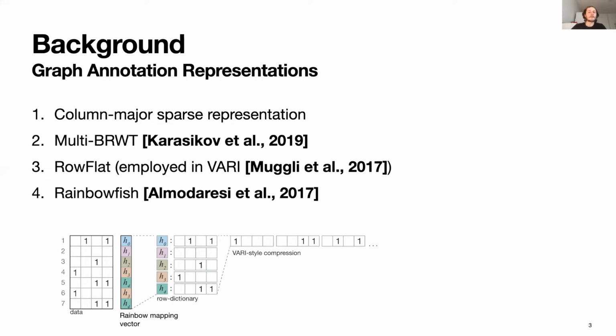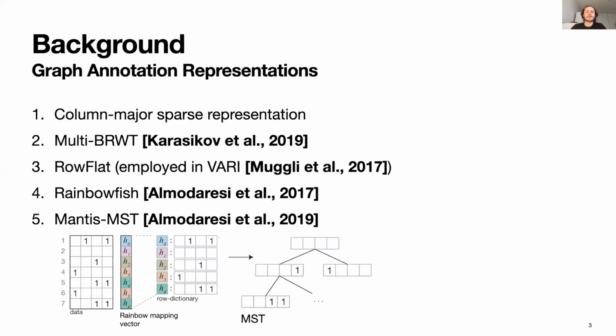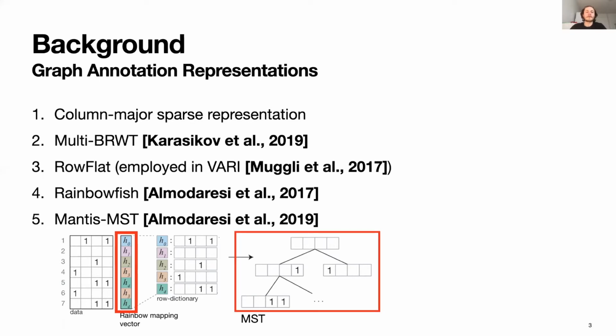On the other side, the rows of such matrices repeat very often, and RainbowFish takes advantage of that and builds a dictionary of unique rows and compresses them with a technique similar to Row Flat. Last, Mantis-MST improves RainbowFish by representing the unique rows in a minimum spanning tree structure, storing only the differences between similar rows instead of their original bits. But still, same as RainbowFish, it has to store a vector for mapping rows of the original matrix to unique rows. Therefore, we call this method Rainbow MST, which includes the rainbow mapping vector and the MST part. We notice that even though the unique rows are represented extremely efficiently in MST, the bottleneck of this representation is actually in the mapping vector, which takes significantly more space than the MST itself. We built a method which directly uses the topology of the annotated graph and doesn't require a mapping vector.